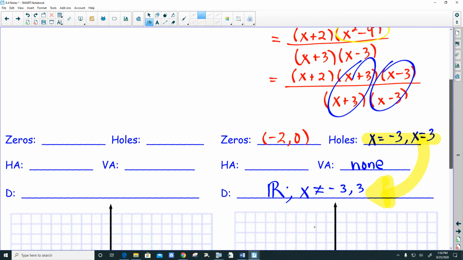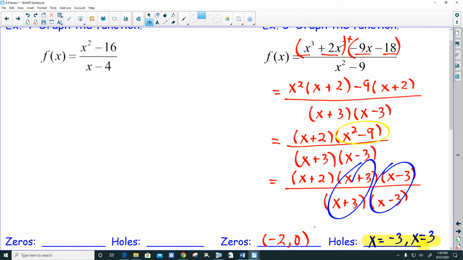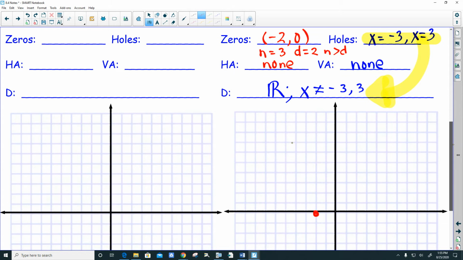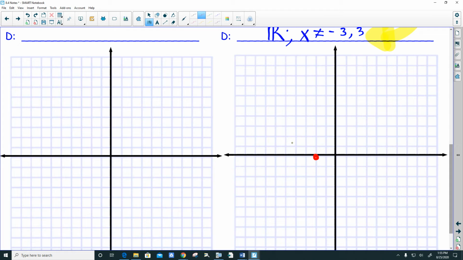And finally, horizontal asymptotes. I'm going to go all the way back up to the beginning. Looks like the numerator degree is 3 and the denominator degree is 2. So anytime our numerator degree is greater than the denominator degree, that's when we have no horizontal asymptotes. So in terms of graphing this, it doesn't look like we have a lot going on here right now until we get to the calculator.